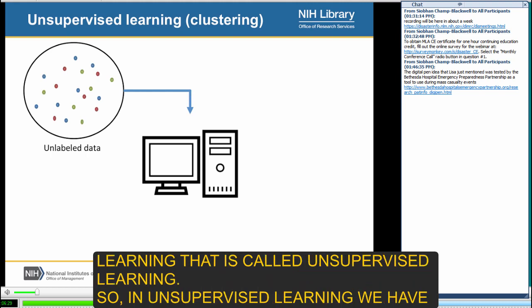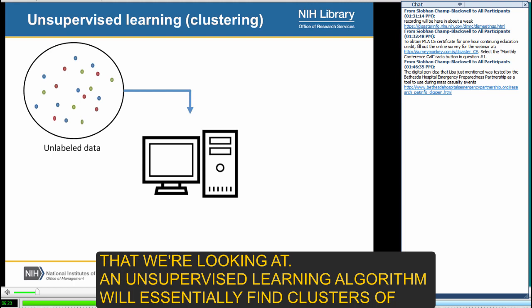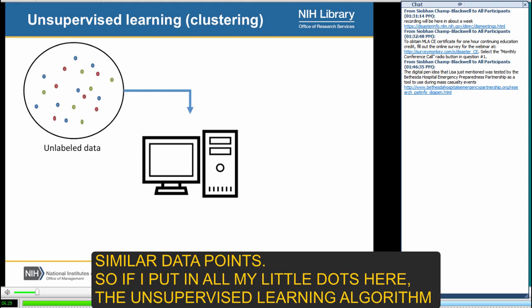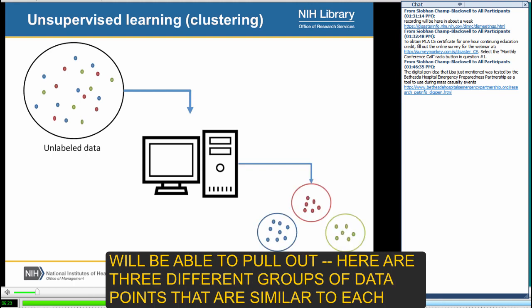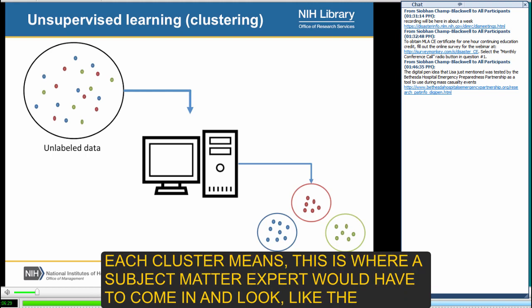Another machine learning application is kind of the opposite of what we've looked at, supervised learning, and that is called unsupervised learning. In unsupervised learning, we have some data, but it's not necessarily labeled. We don't know the endpoint that we're looking at. An unsupervised learning algorithm will essentially find clusters of similar data points. So if I put in all my little dots here, the unsupervised learning algorithm will be able to pull out three different groups of data points that are similar to each other.